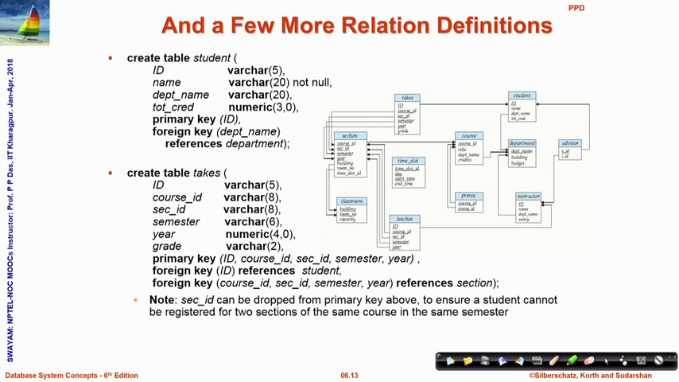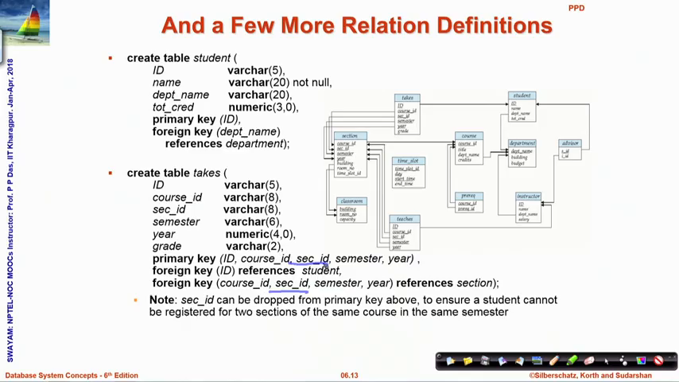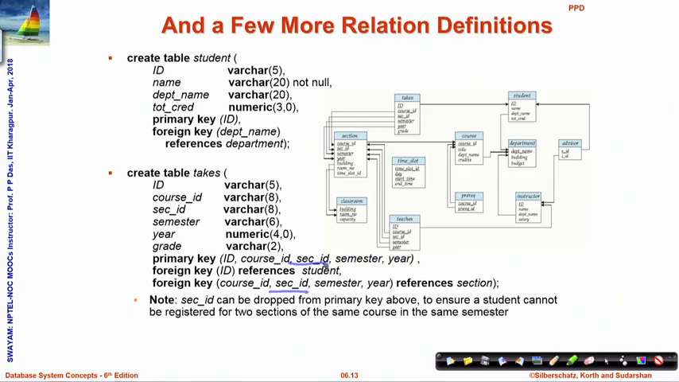Here is a note that you should observe. If you consider this section ID, the section ID is a part of the primary key, which means that two records cannot be the same. If they are different in the section ID, then such records are allowed. So, it is possible that a student can take a course in the same semester in the same year with two different section IDs, because they are primary keys. So, they can be different.